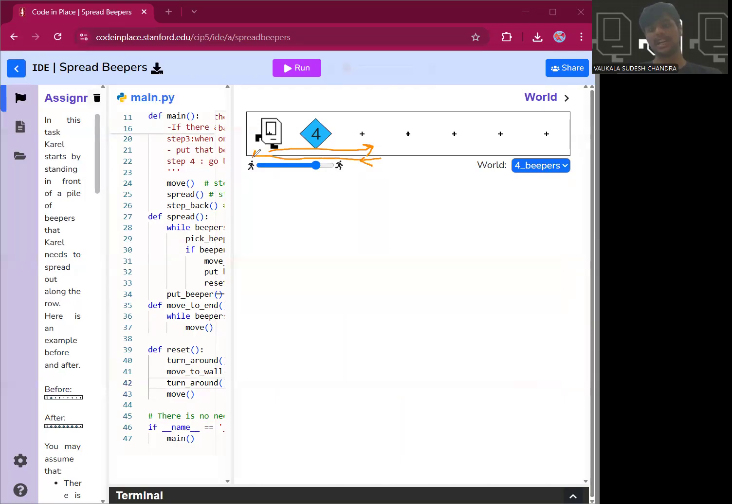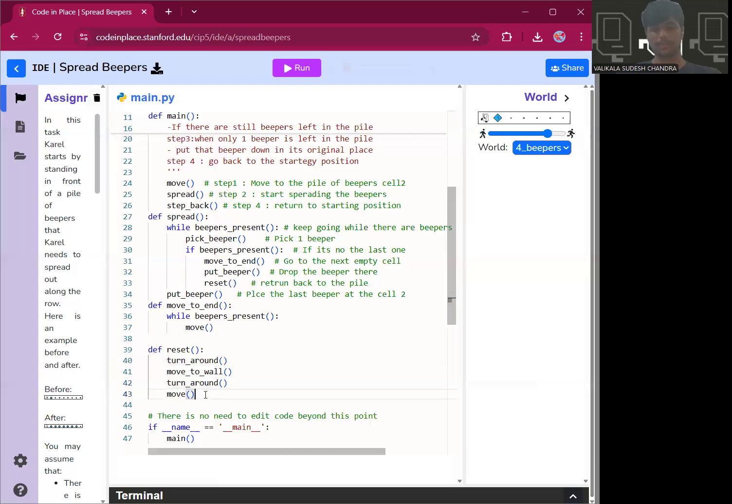Once she reaches the last wall, I mean this wall, she will once again turn around and move to this position. So indirectly we are coming to the top of the stack of the beepers again. So with the help of this, yeah, we are all done. So let's complete the remaining part of the code.